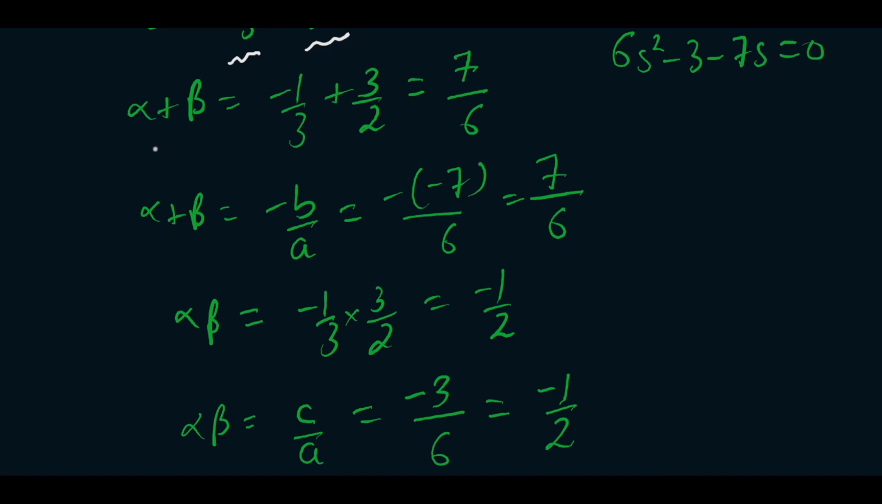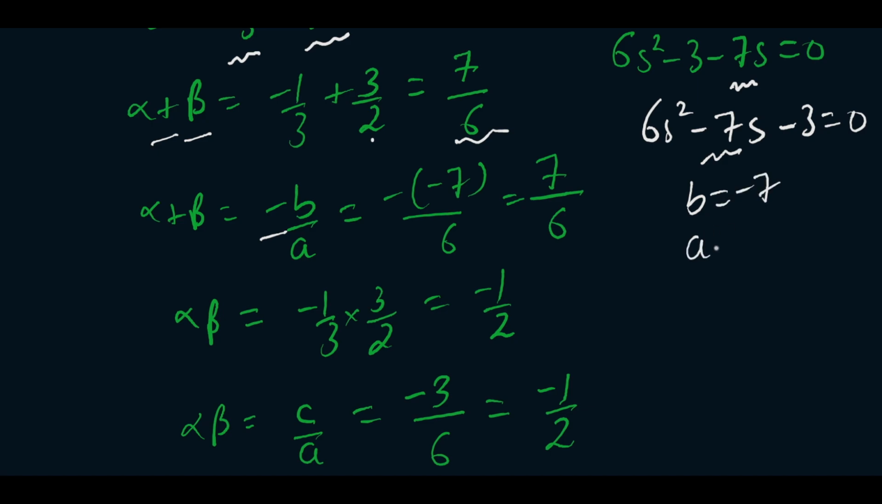Now let us verify it. Alpha plus beta is equal to minus 1 by 3 plus 3 by 2. This will give us 7 by 6, and alpha plus beta is equal to minus b over a. We wrote it in the form 6x square minus 7x minus 3 equals to 0. So b is minus 7, a is 6 and c is minus 3. So minus b by a will give us 7 over 6.